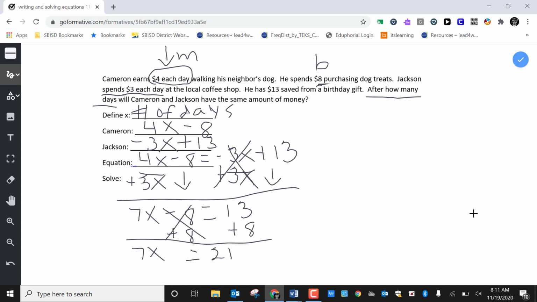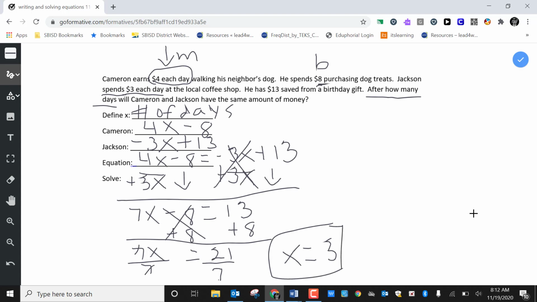Now I want 1x. I have 7x. I need to get it to 1x. So 7x means 7 times the number of days equals 21. So the opposite of multiplication is division. So I'm going to divide both sides by 7. 7 divided by 7 is 1x. 21 divided by 7 is 3.